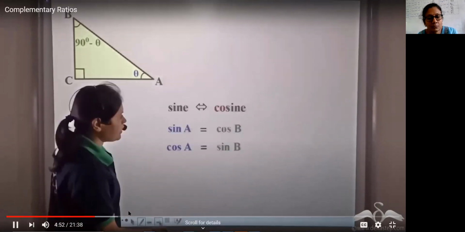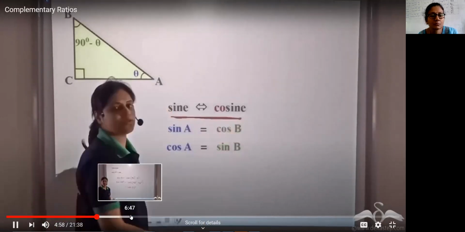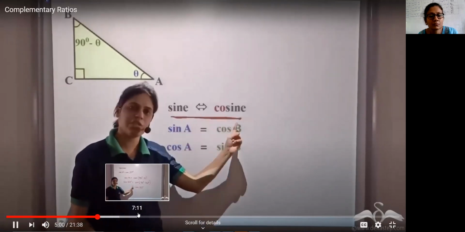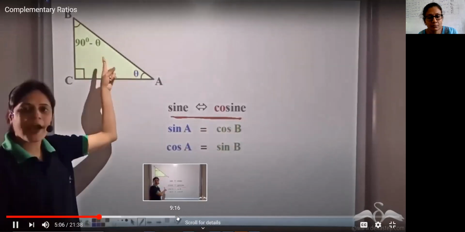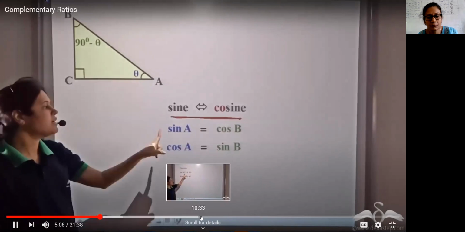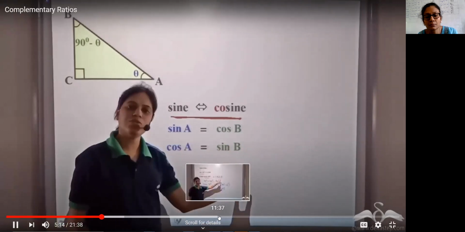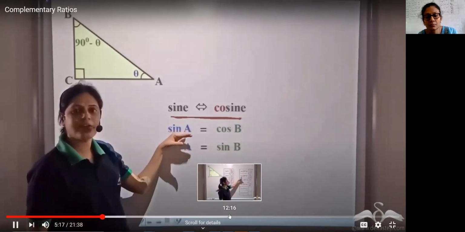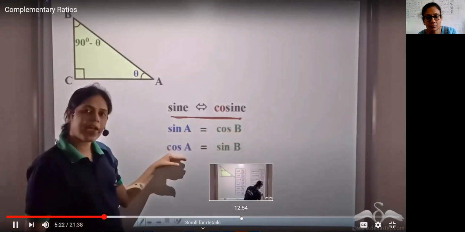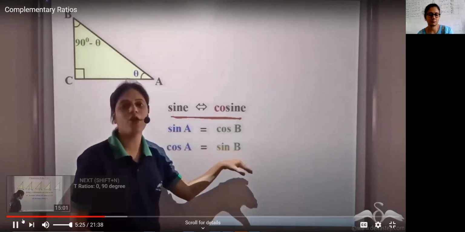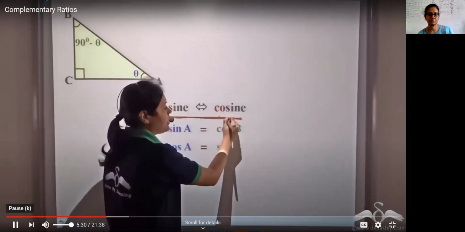So we can say that sine and cosine are complementary ratios. These two trigonometrical ratios are complementary ratios because since A and B are complementary angles, sine of A is equal to cos B, cos A is equal to sine B. So sine of an angle is equal to cosine of the complementary angle, and cos of an angle is equal to sine of the complementary angle. So now you see where the name cosine came from.